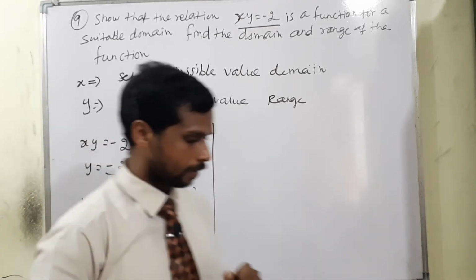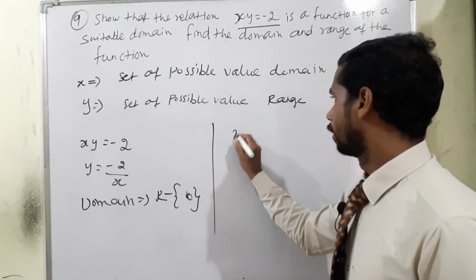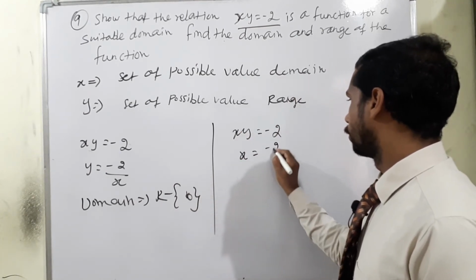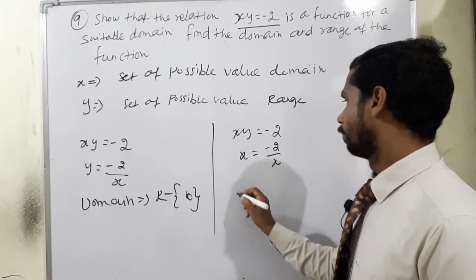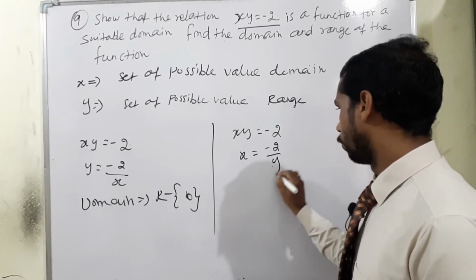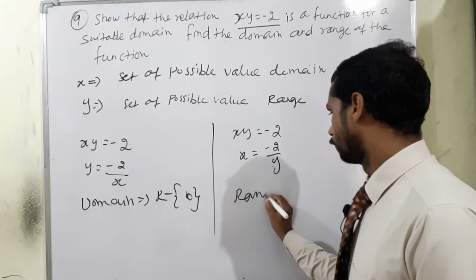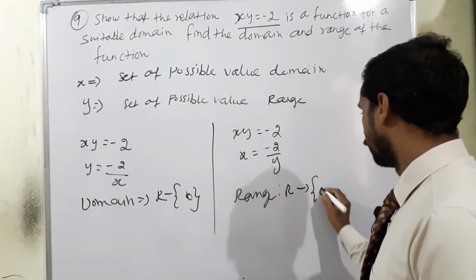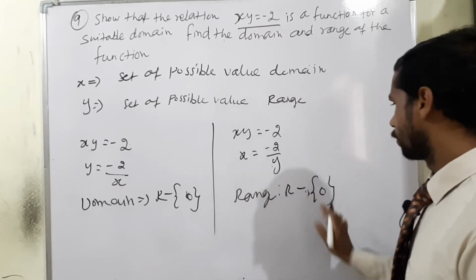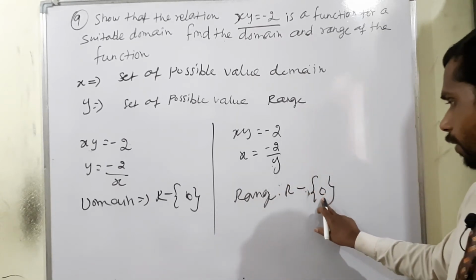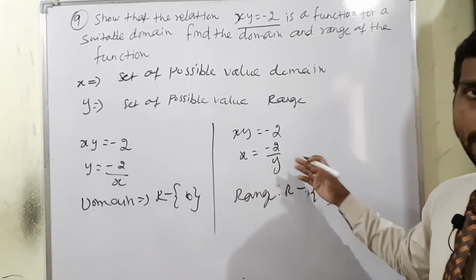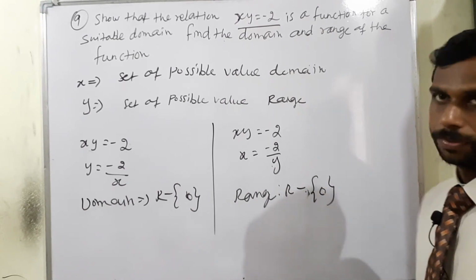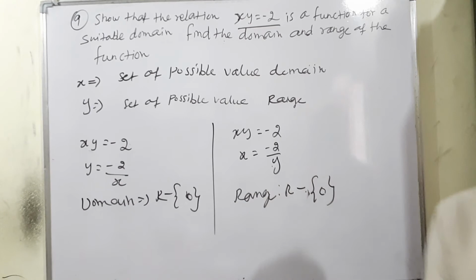Next case: xy = -2 means x = -2/y. Therefore, for the range, here also all the real values are possible except 0. Here also, if y is 0, a number divided by 0 is not defined, so it is not a function. That is why the range is all the real values except 0. Okay, I will continue with the next question.